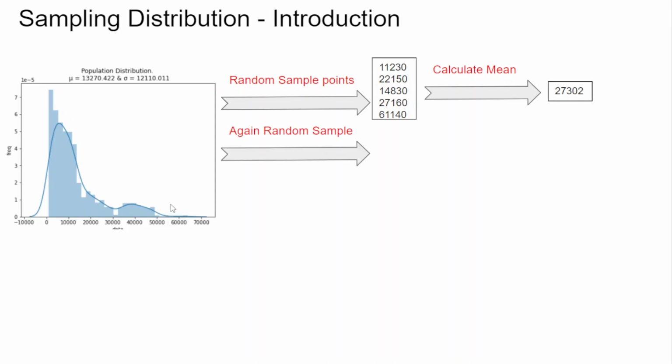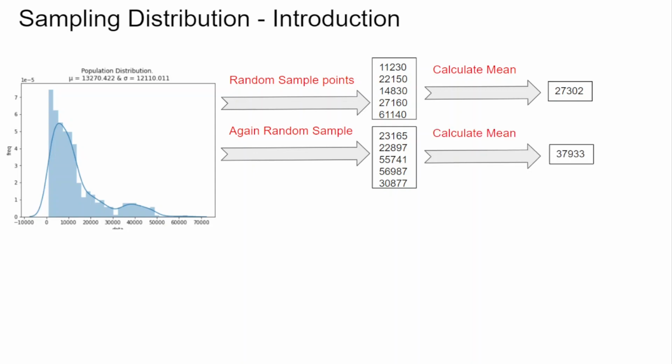I do that again. I'm again random sampling, getting another bunch of data, which is ideally different from the earlier samples. But it is not guaranteed to be different, and I'll talk about that in a minute. Some of it will be different, and some of it may not be different. Again, I calculate the mean and I get a mean value for it.